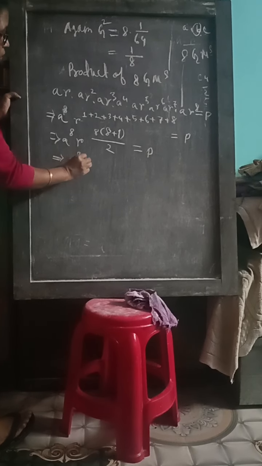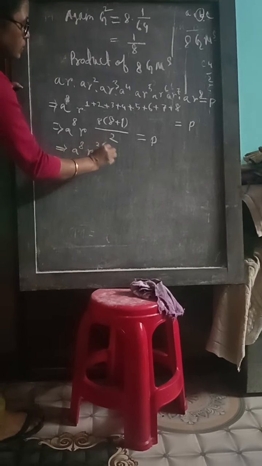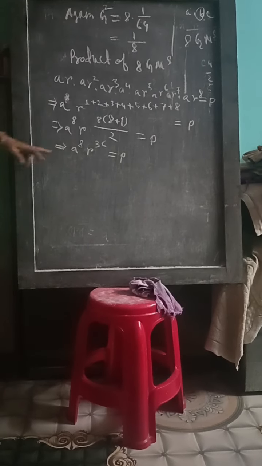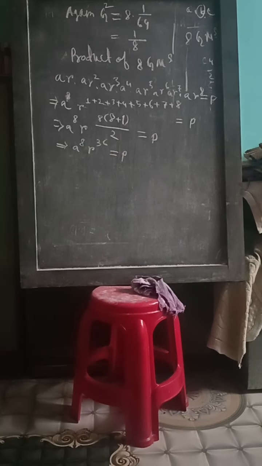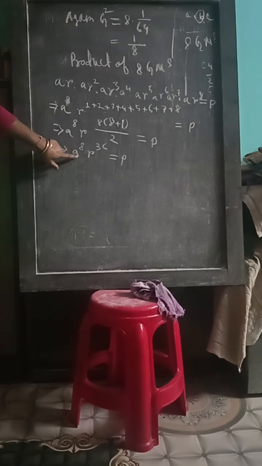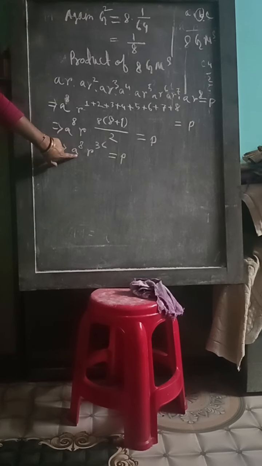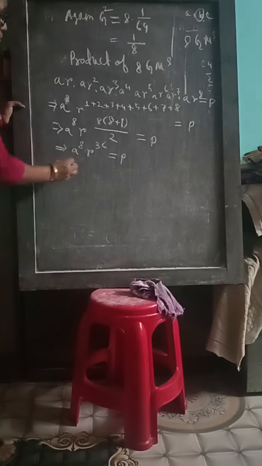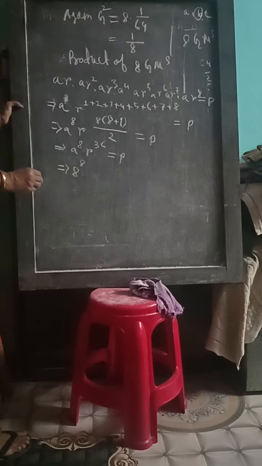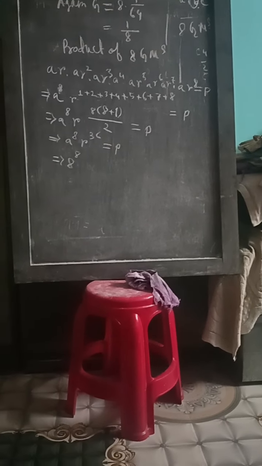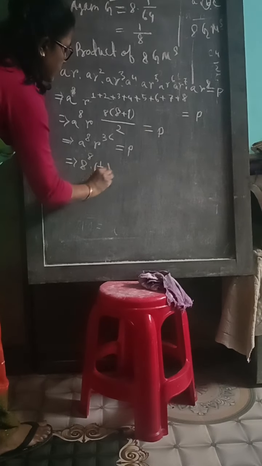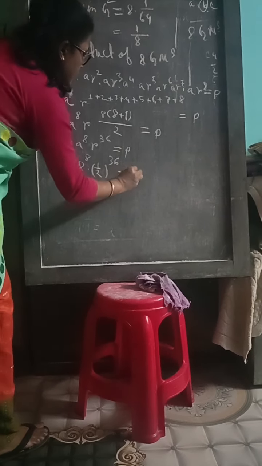a to the power 8 into r to the power 36 is equal to P. We already know the value of A. What is the value of A? A is equal to 8. That implies 8 to the power 8 into r to the power 36. What is the value of r? The value of r is 1 by 2. So (1 by 2) whole to the power 36 is equal to P.